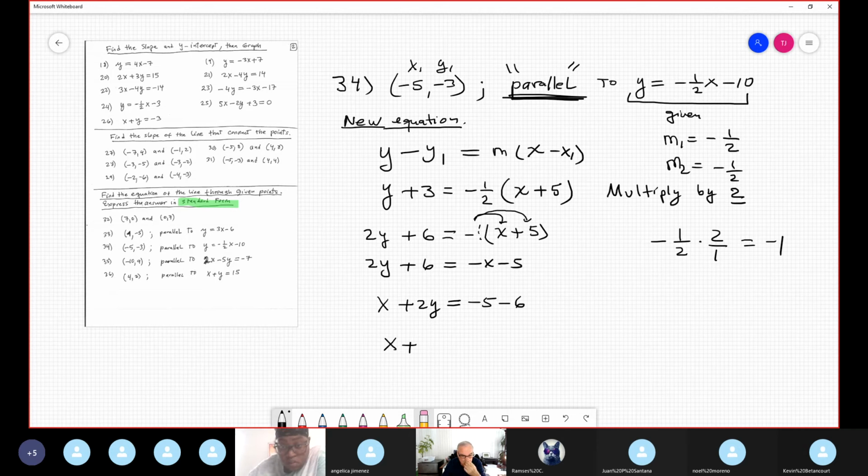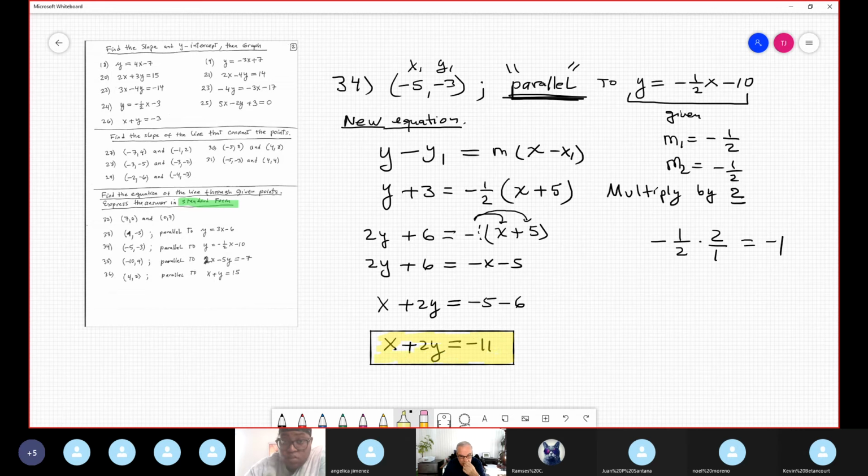So x plus 2y equals minus 11. Boom. Final answer. End of the story. Standard form. Any questions?